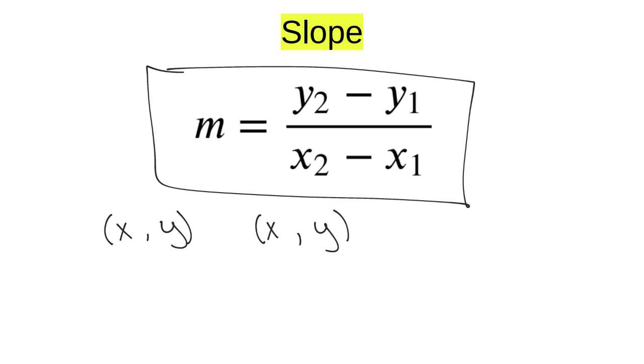And the way we get these little subscripts is this is our first point, so it would be x sub 1 and y sub 1. And this is our second point, so it would be x sub 2 and y sub 2. And then you're going to just pull the values from these 2 points and put them into this formula to calculate slope. Let's give it a try.